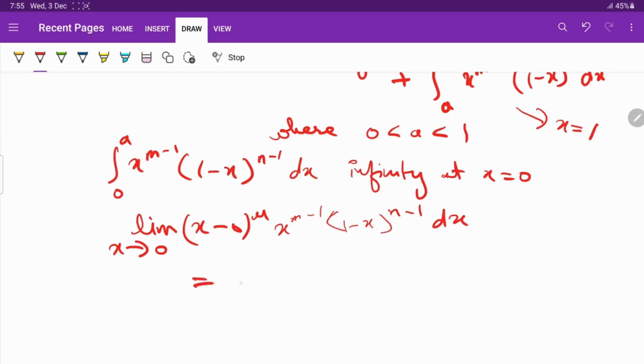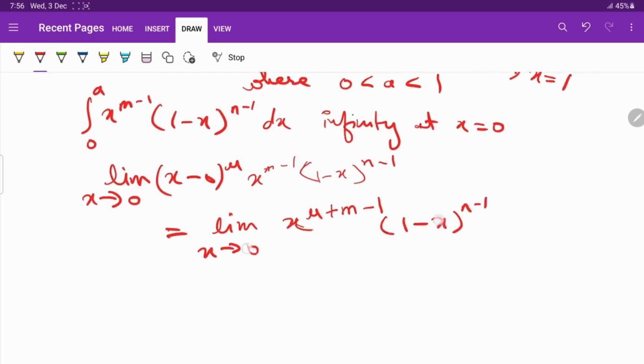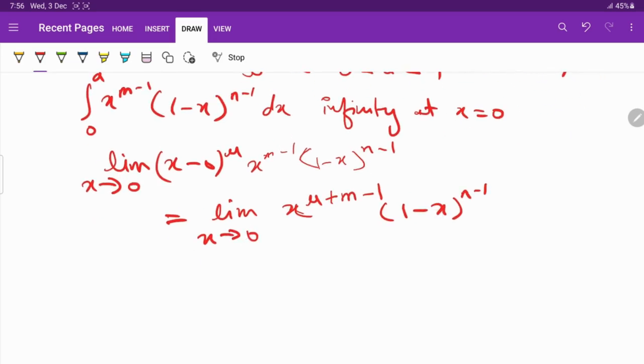So this is going to be the limit as x tends to 0 of x to the power mu, clubbing everything, times x to the power m minus 1, times 1 minus x to the power n minus 1. I have written dx here, but it is not required. So this is the case for this. Again I want to make this limit finite. If I put x equals 0, this part is going to be 1, since 1 to the power anything is 1, so it is always going to give us 1.